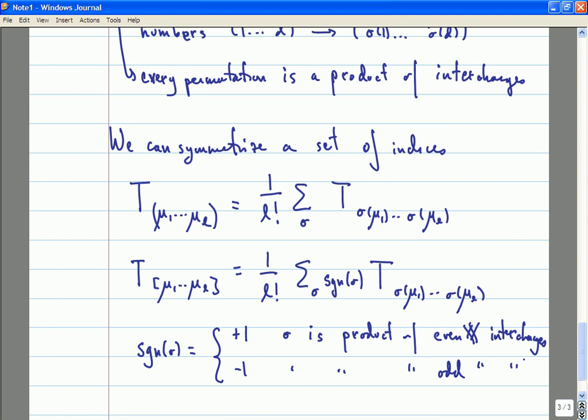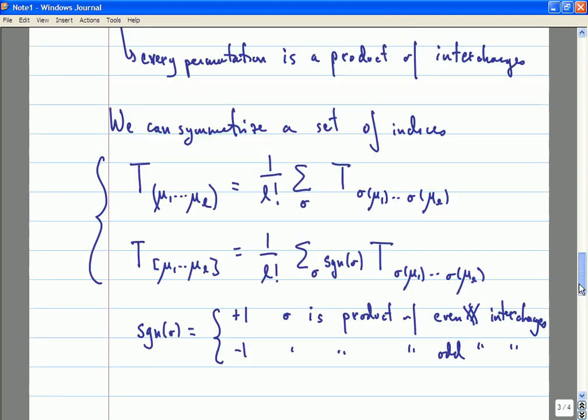It's a fact which you can easily check yourself that any permutation is given by a product of a number of flips, a number of interchanges of two elements, and it's always given by either an odd or an even number. So no matter how you write a given permutation as a number of interchanges, it will always be a product of either an even number of interchanges or an odd number of interchanges. So this is the definition of the symmetrization and the anti-symmetrization of a tensor.